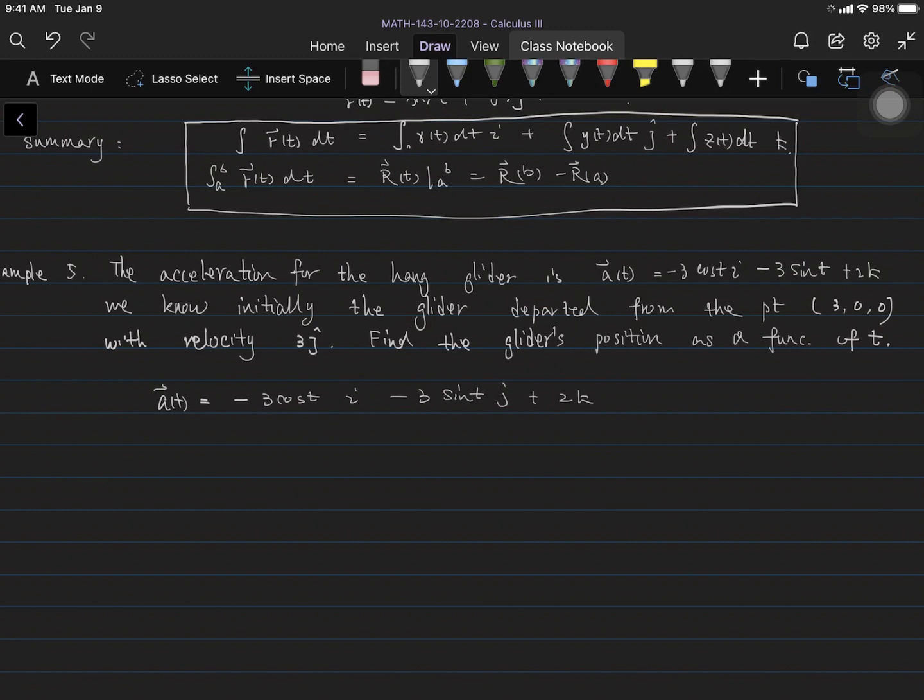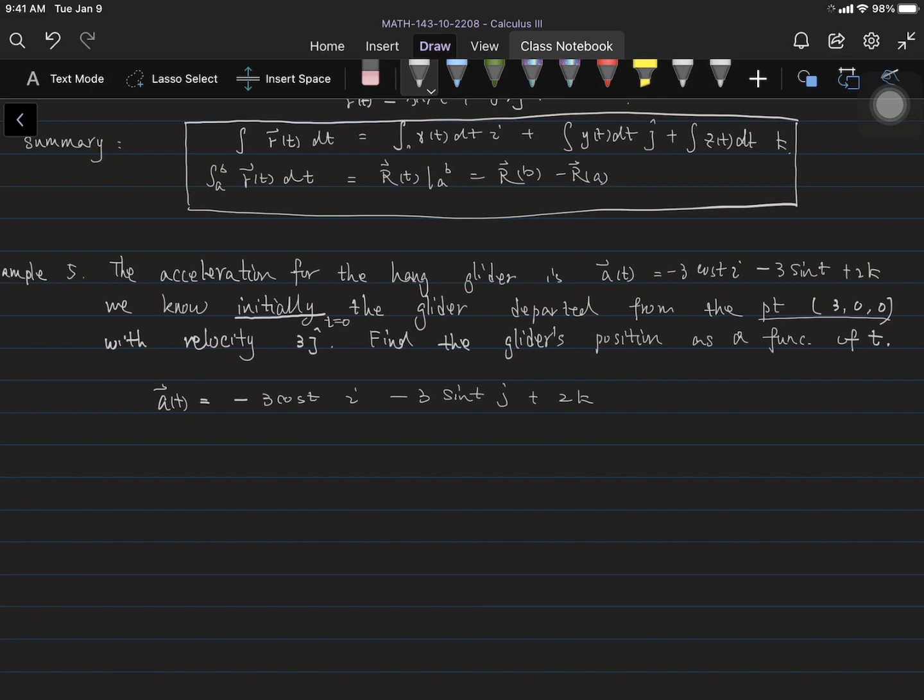And the second word, we know initially. So initially means what? When we talk about initially, that means at the beginning, right? At the beginning, that means t equals 0. So sometimes we also call this the initial condition. I don't know if you learned this in physics class or not. So this is called the initial condition. Initially depart from this point.